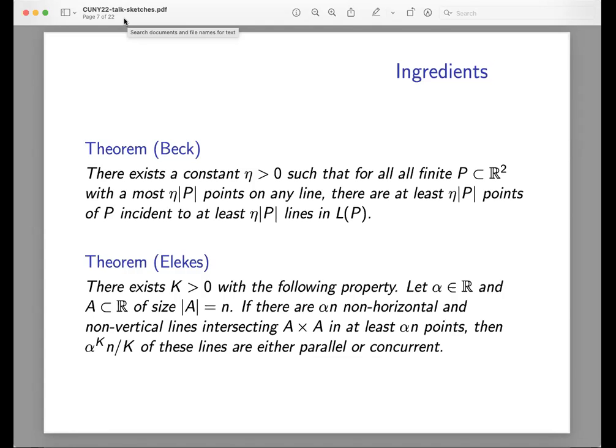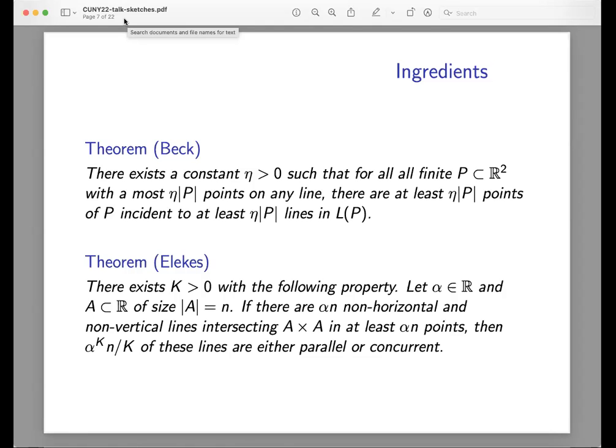So if you have alpha n lines that are neither horizontal nor vertical, because those you can easily find heavy lines of, so if you have alpha n lines that contain at least alpha n points of the set, then some proportion of them, alpha to the k divided by k of them, must be either parallel or concurrent.